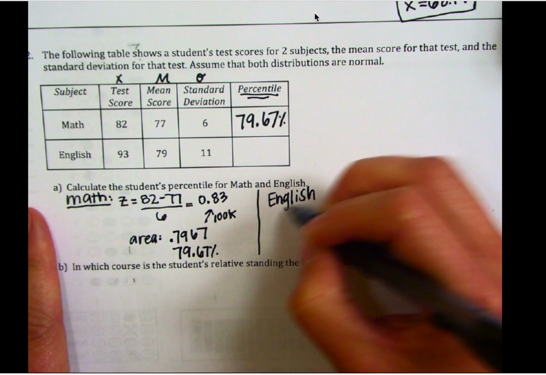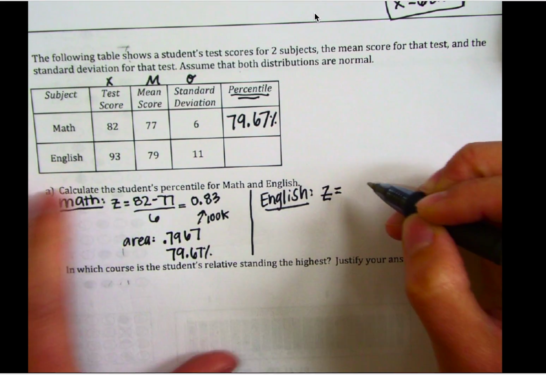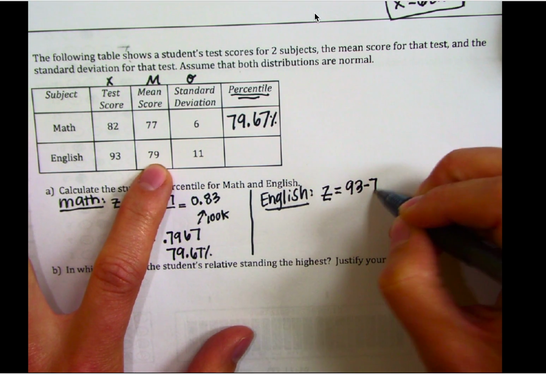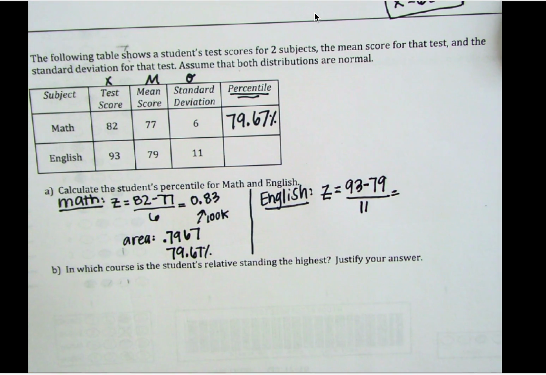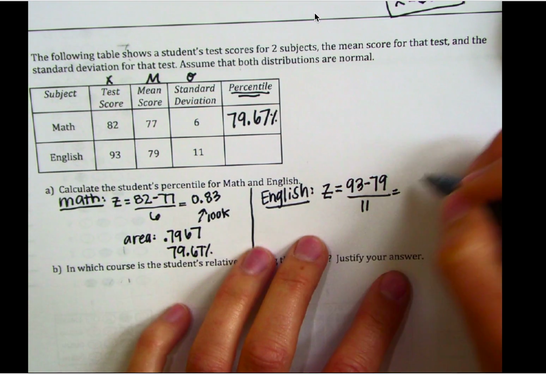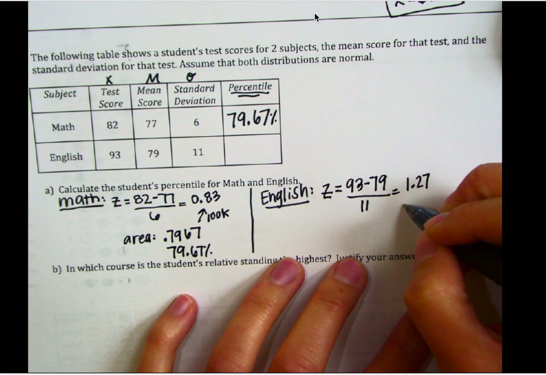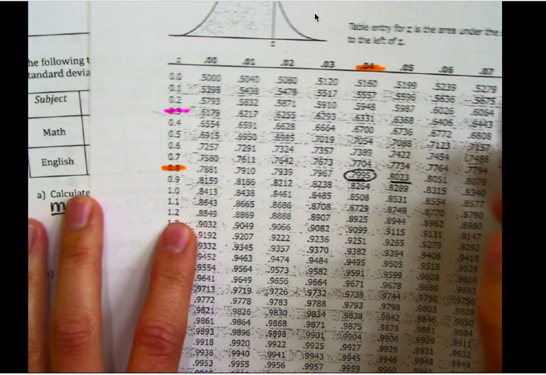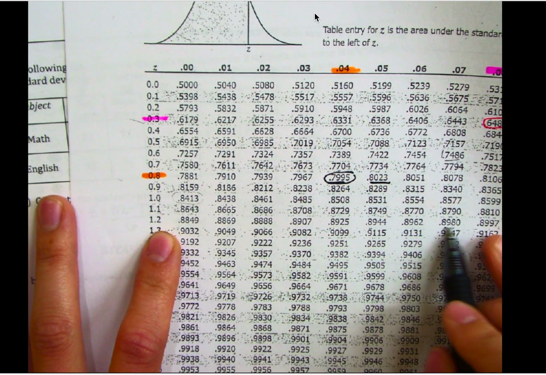So English, we're going to find that z-score so we can find the area in our table. The value for the test score is 93 minus our mean, which is 79, divided by standard deviation. And we get a z-score of 1.27. So we're going to look this up and find the area in the table. So 1.27 gives me an area of 0.8980.